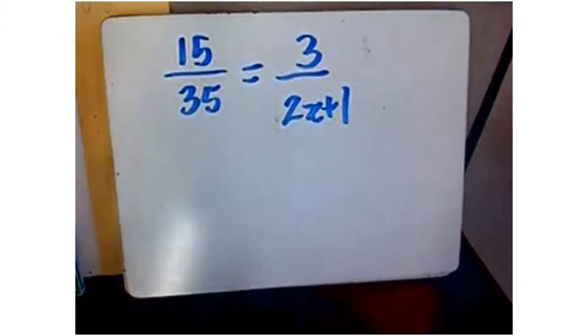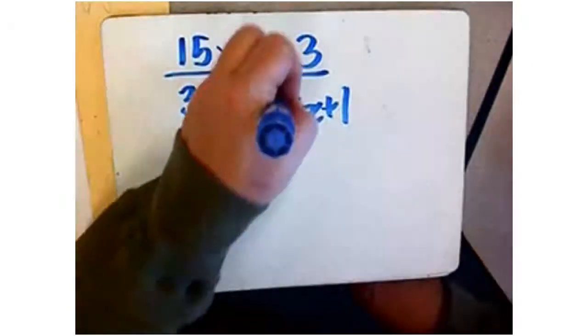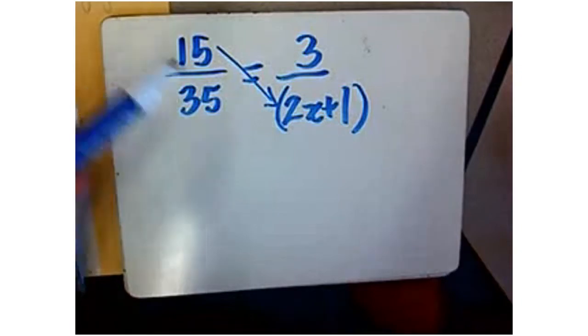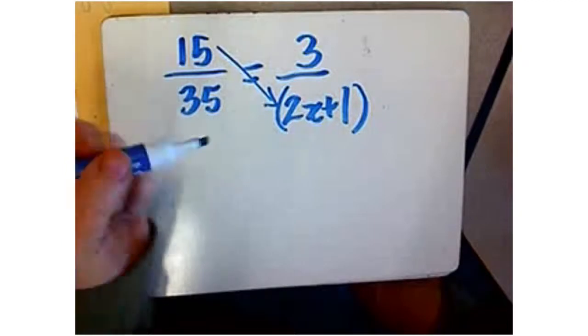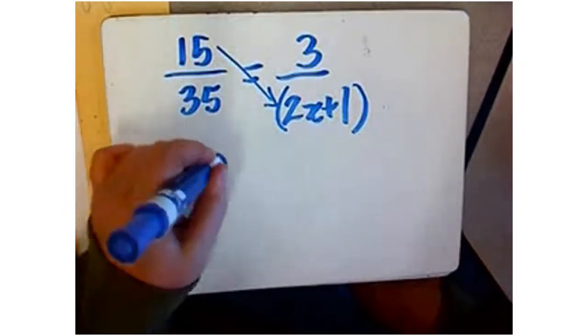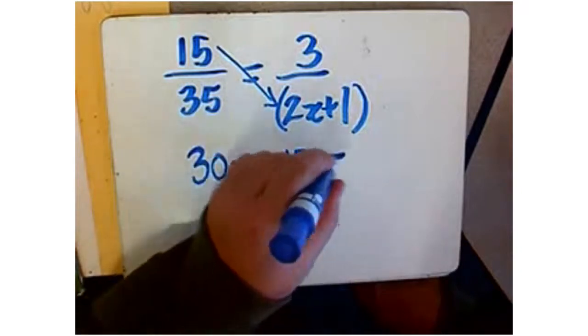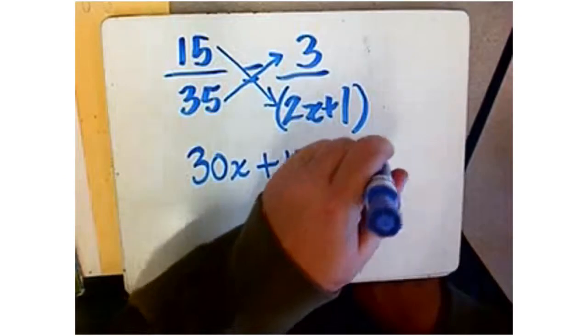So we can cross multiply. We do the 15 times the 2x plus 1. And remember, you have to use the distributive property. The 15 needs to multiply the entire quantity of 2x plus 1. So 15 times 2x is 30x, and 15 times 1 is 15. And then that equals the cross product of 35 times 3, which is 105.